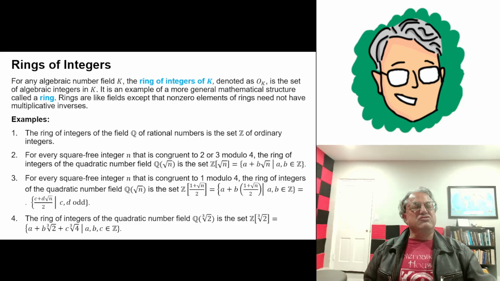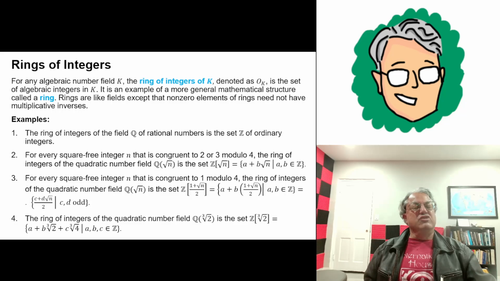So the golden ratio, I mentioned that was an algebraic integer. Well, it turns out it belongs to the algebraic number field Q adjoin √5. So even though it's not of the form a + b√5, it's still an algebraic integer. So if n is congruent to 1 mod 4, you get more stuff than you might think.